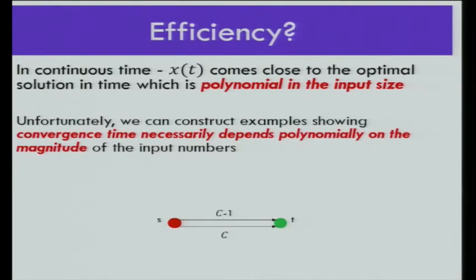So what do I mean here? Look at a two-vertex graph, S and T. There are two directed edges, both going from S to T. One has length C and one has length C minus 1. This is really something where the Physarum dynamics take a huge amount of time to figure out which one is the larger one. You can show that the time it takes is proportional to C. Whereas if this was really an efficient dynamics, then you would expect something which depends logarithmically on C, because C is a number which is given to you in binary.